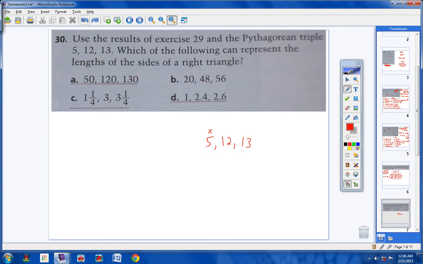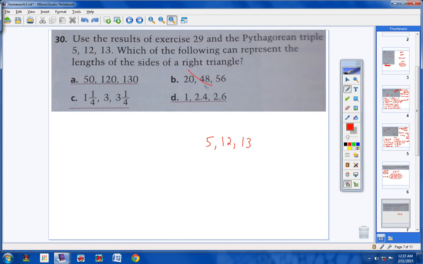Let's take a look at B, okay? I went from 5 to what? 20. So it looks like I multiplied by what? 4. Well, let's see if all these numbers were multiplied by 4. 5 times 4 is 20. 12 times 4 is 48. 13 times 4 is 52. So no, this is not a Pythagorean triple. It is not.